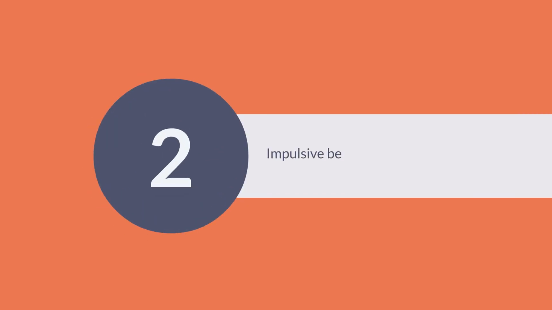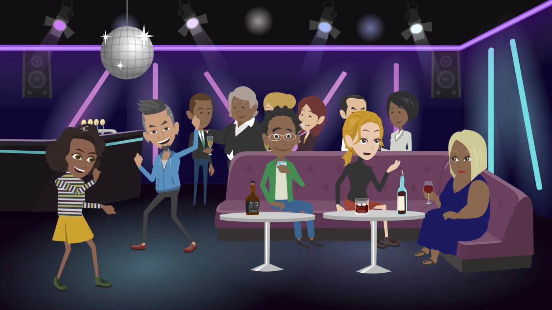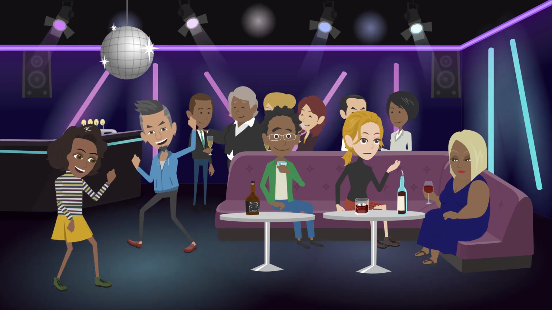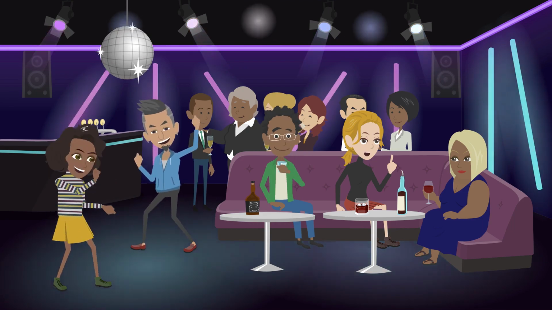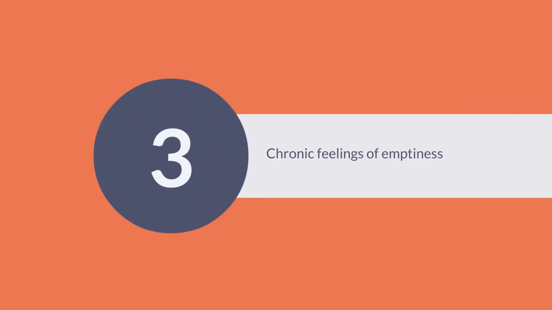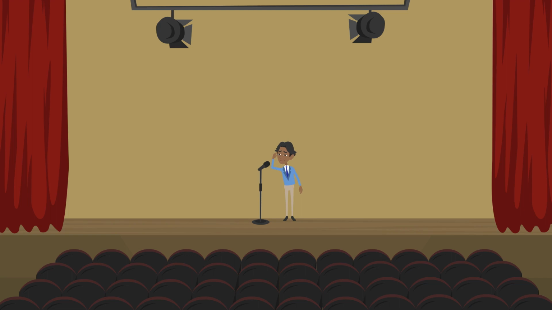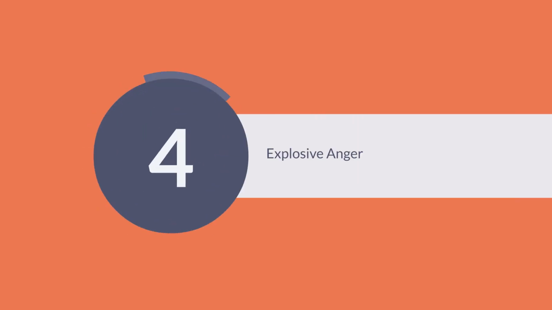The second symptom is impulsive behaviors. These behaviors are thrill-seeking and risk-taking behaviors without regard for consequences. The third symptom is chronic feelings of emptiness. Chronic feelings of emptiness are experienced as a feeling of disconnection from both self and others, and a sense of numbness and nothingness. The fourth symptom is explosive anger.